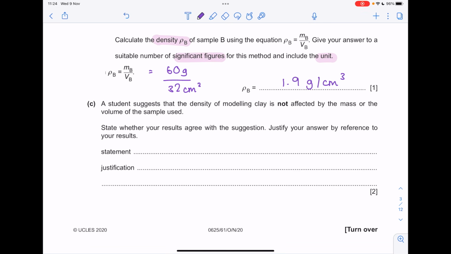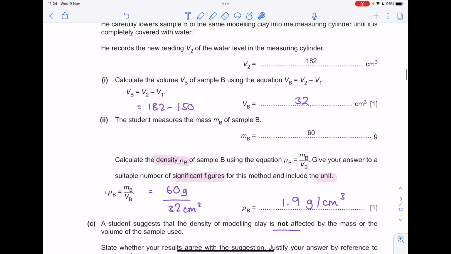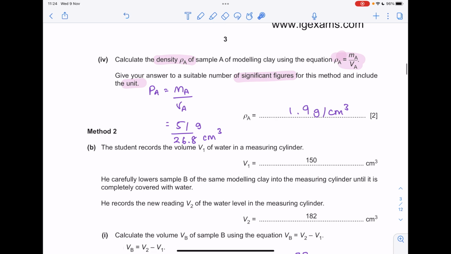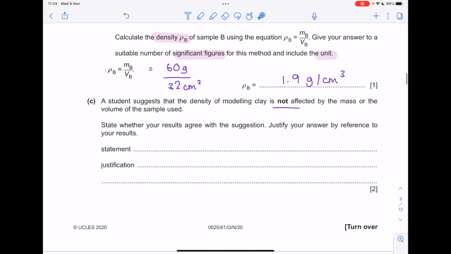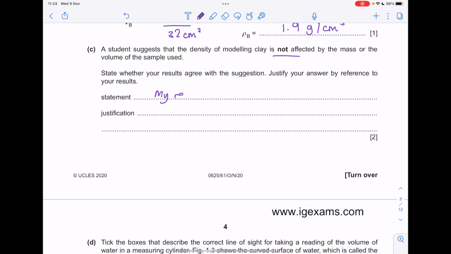A student suggests that the density of modelling clay is not affected by the mass or volume of the sample used. State whether your results agree with this suggestion and justify your answer with reference to your results. So let's have a look at these two values. For the density, we got 1.9 here, 1.9 there. They're the same number, so no, it's not affected by the mass or the volume of the sample used. So my results disagree with the suggestion. And why is that? Because both calculated densities are the same.